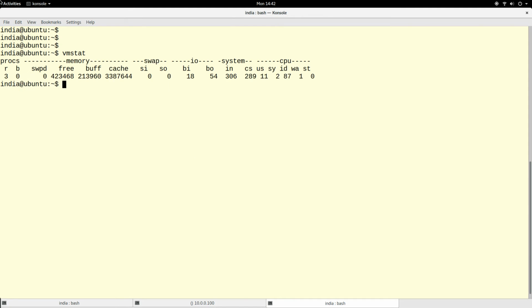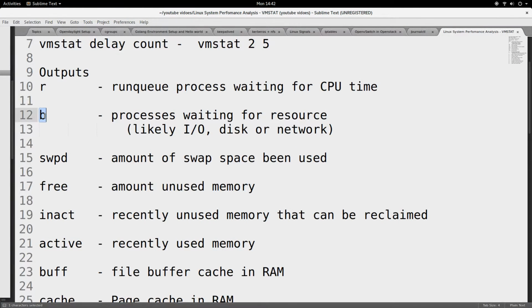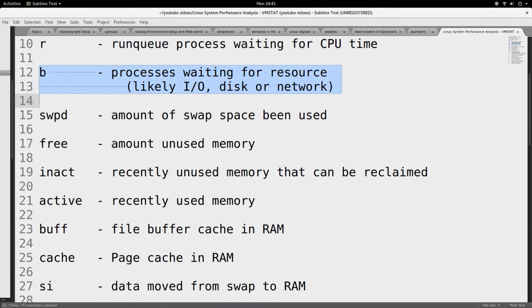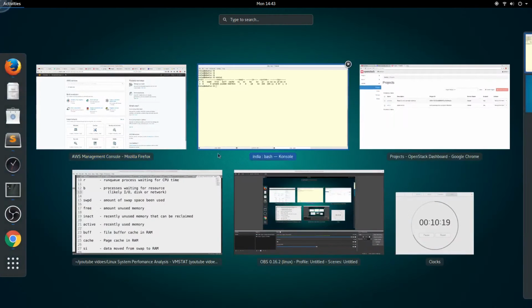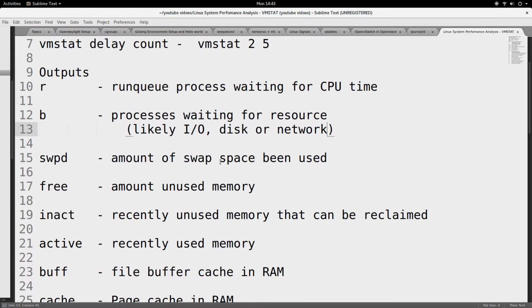Let's go back. The next one I'll be talking about is B. B also stands for processes that are waiting for resources. But in this case, they are waiting for input/output, like disk or network. So if you have a high number under B, that means maybe you have some performance issues with your disk IO or your network IO. That is what that means.